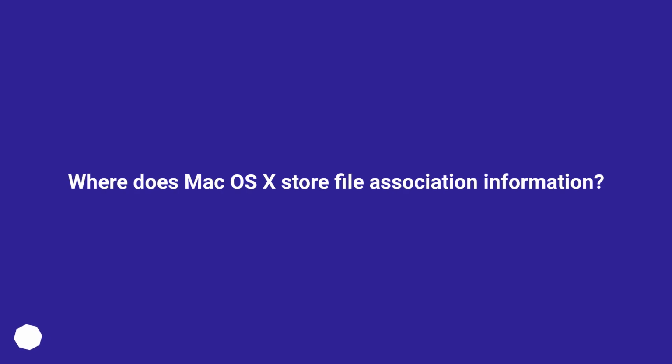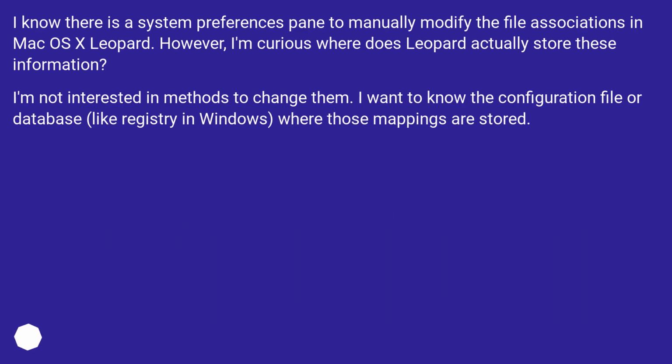Where does macOS store file association information? I know there is a System Preferences pane to manually modify the file associations in Mac OS X Leopard. However, I'm curious, where does Leopard actually store this information? I'm not interested in methods to change them. I want to know the configuration file or database, like the registry in Windows, where those mappings are stored.